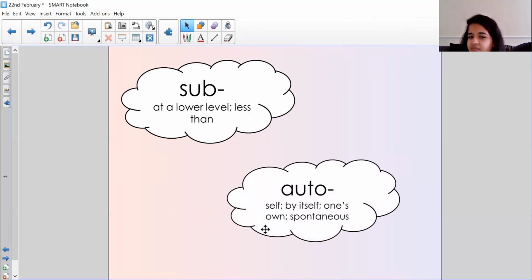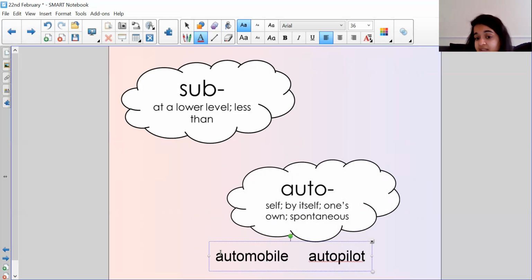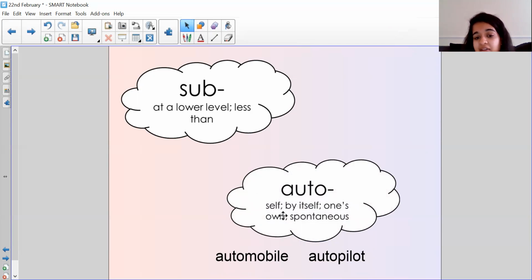I'm sure you can think of a word with auto, for example, automobile. I'll type that up so you remember. And that is just another word for a car or a type of vehicle. Okay, you've also got autopilot. Okay, a pilot that drives by itself. Anytime you see that word auto, it means by itself, one's own thing. That's all it means when you see auto.